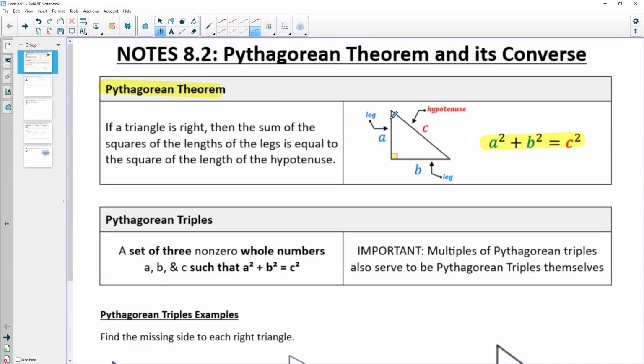Make sure that you're familiar with what a leg is and what the hypotenuse is. Your hypotenuse is always going to be across the 90-degree angle. That hypotenuse is always going to be your c value in the Pythagorean theorem. The other thing I want you to understand is that this is always your longest side, so the c value is always your longest side.